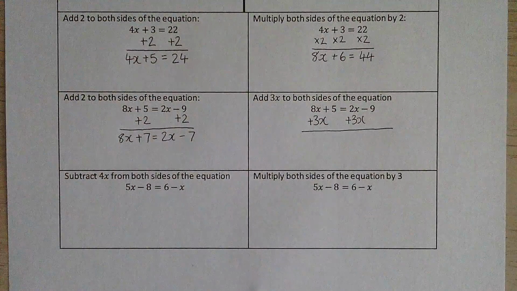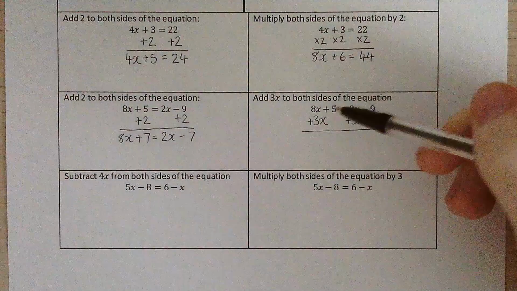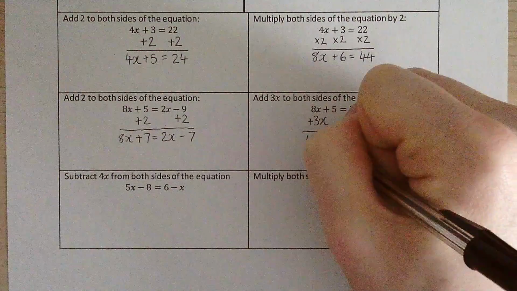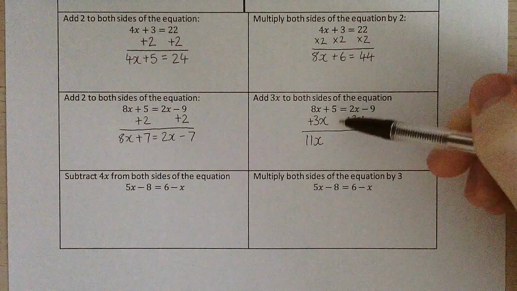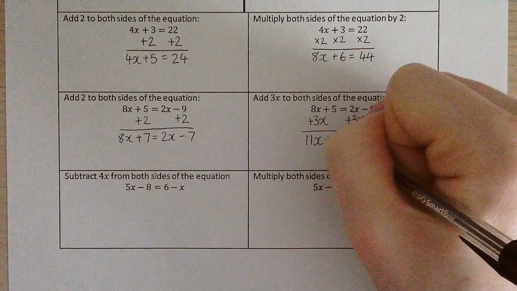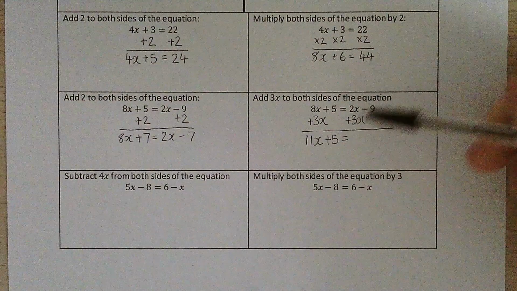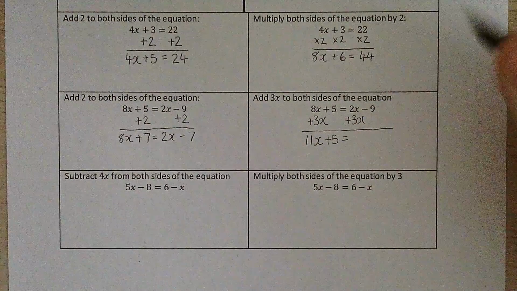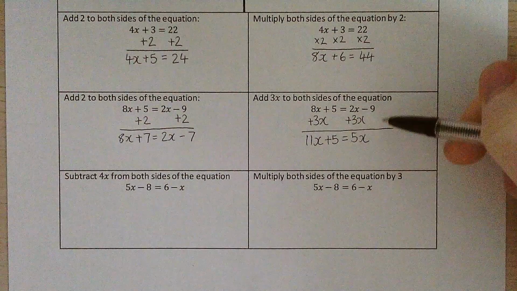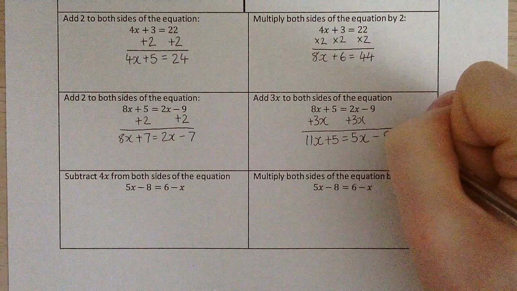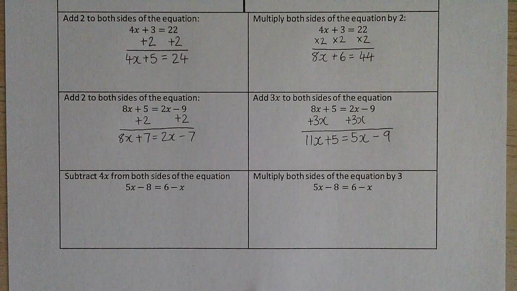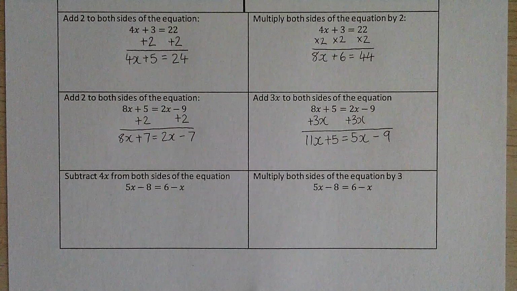We will add those two lines together. 8x add 3x is 11x. Add 5, add nothing, stays as add 5. We drop the equal sign down. 2x add 3x is 5x. And minus 9 add nothing will stay as minus 9. So the final answer for this question is 11x add 5 equals 5x take away 9.